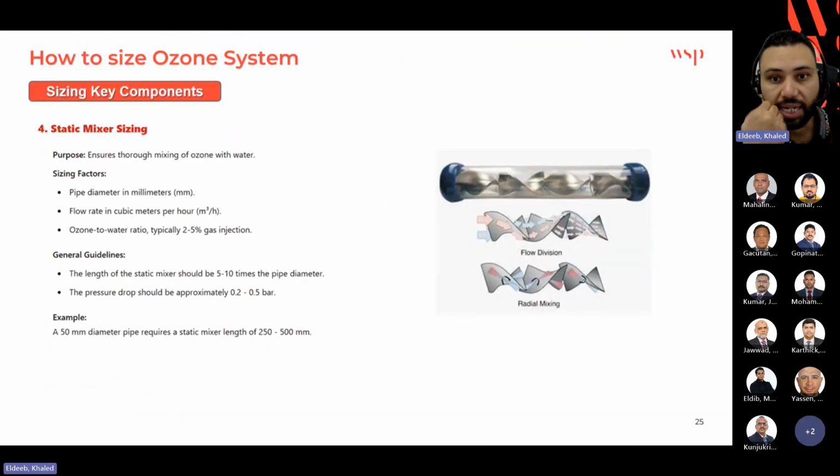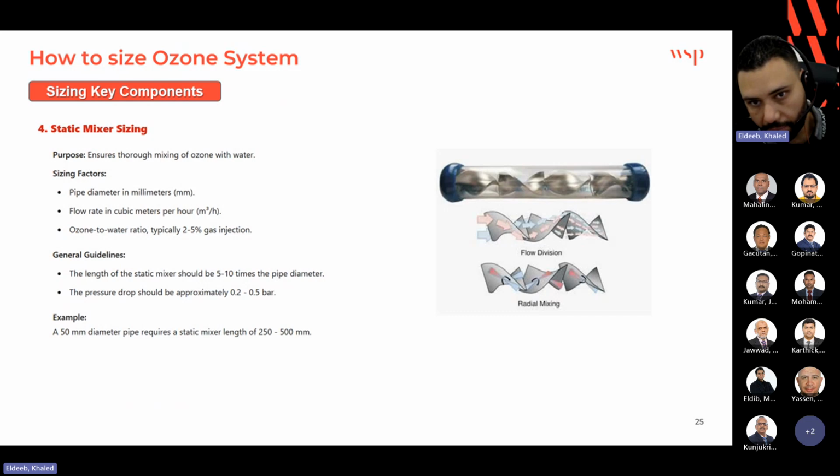Okay. Static mixer. The purpose of this item, the static mixer, is to enhance ozone dissolution efficiency before entering the reaction tank, to ensure uniform mixing of ozone with the water. From the name, it's called static. You see the bubbles here. These bubbles are like stirring the ozone inside the water to ensure it is properly mixed.